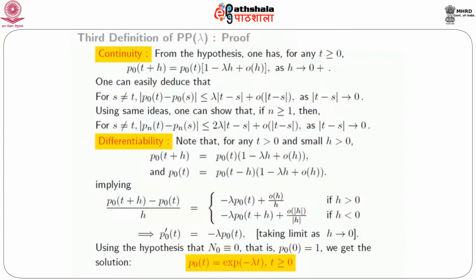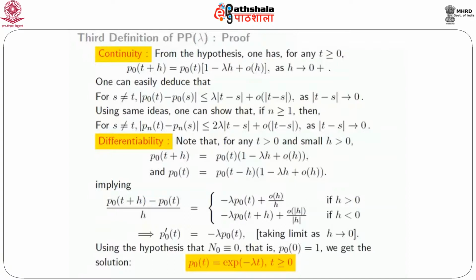And P0t, if I want to write P0t in terms of P0 of t minus h, then you can easily see that P0t equals P0 of t minus h into 1 minus lambda h plus little o of h. That is because if you look at the right hand side, that's the probability that N(t minus h) equals 0, and the second factor is the probability that N(t) minus N(t minus h) is 0. So therefore you have this.